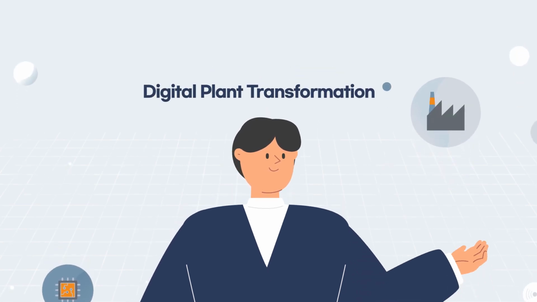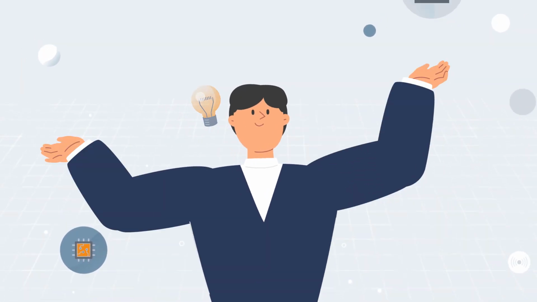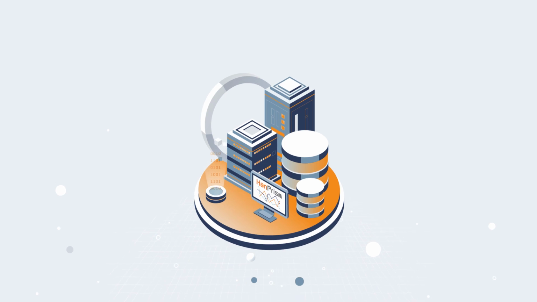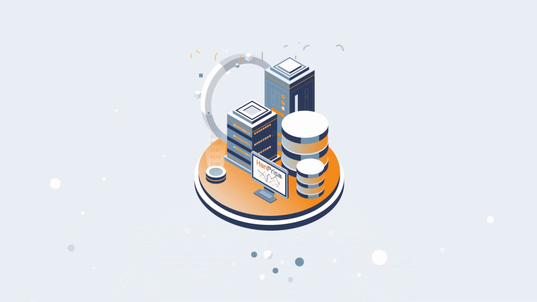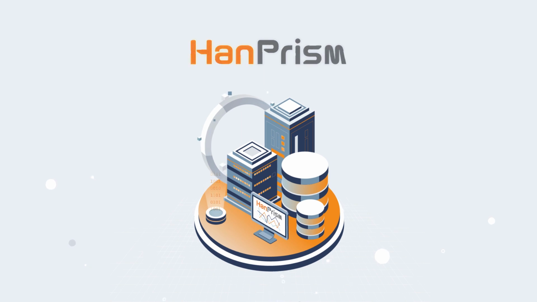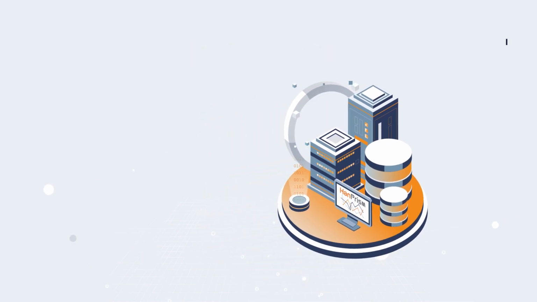Digital transformation starts with integrating large amounts of plant data so that organizations can effectively use data to improve operations. Introducing HanPrism, an industrial big data platform.